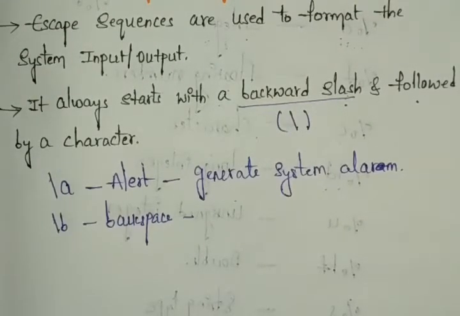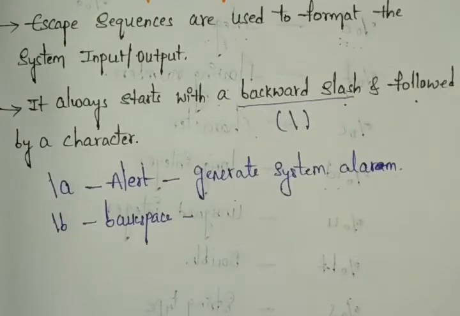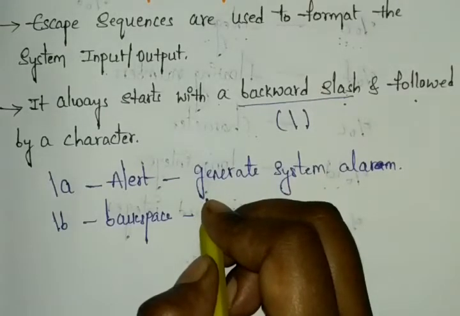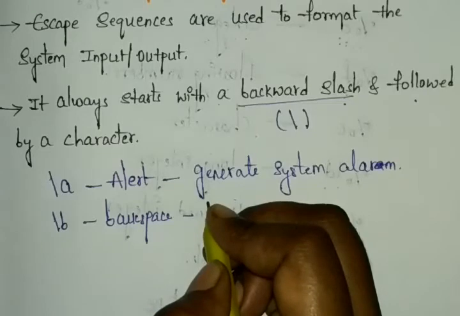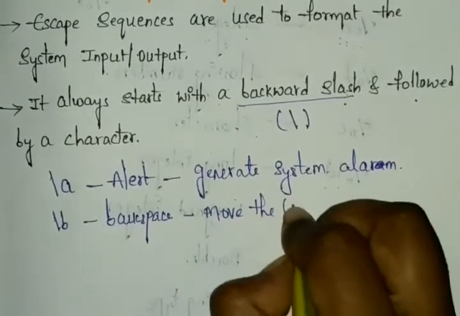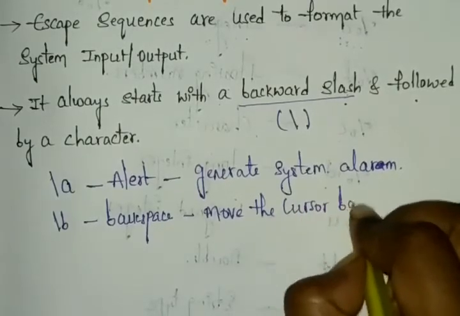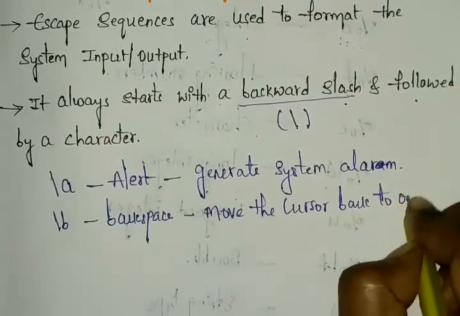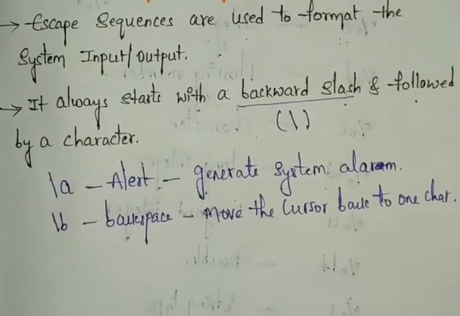It moves back like a backspace, just one character only. But if you need to move several characters, you can give backslash b as many times as you need. Suppose you need 5 times, you can give it 5 times also. So it moves the cursor back by one character, just one character only.